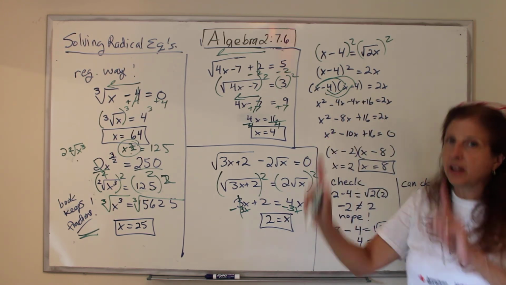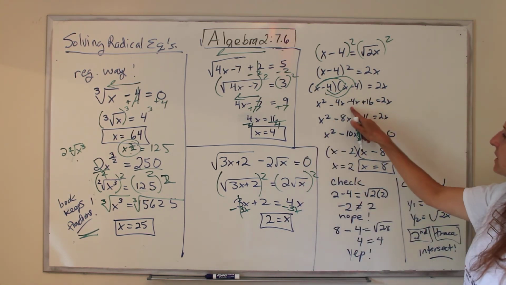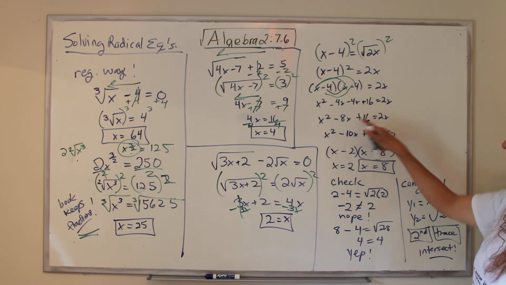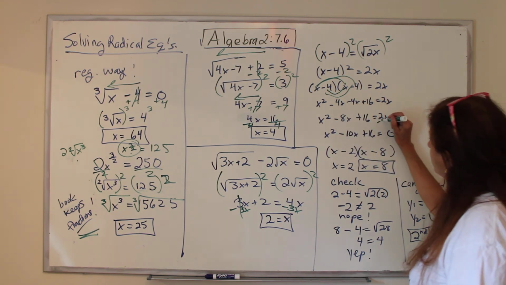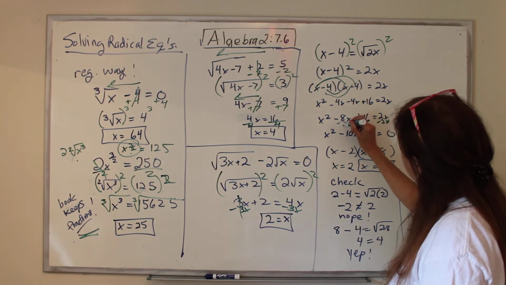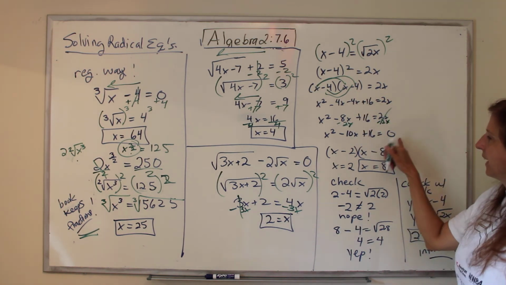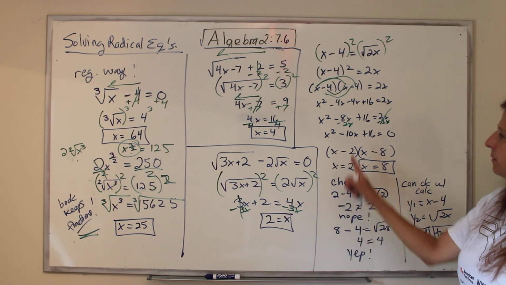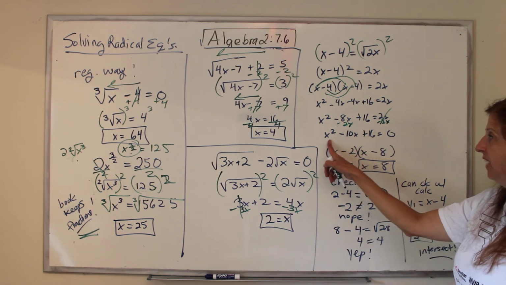I do some gathering up of my terms. Negative 4x minus 4x is minus 8x. Now I need the 2x to move to the other side, so I do minus 2x to both sides. Those cancel out and I get 0. Why did I want it all on one side? Because of that squared, I knew I was going to have to factor it.